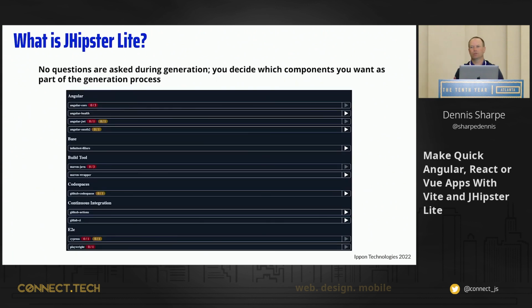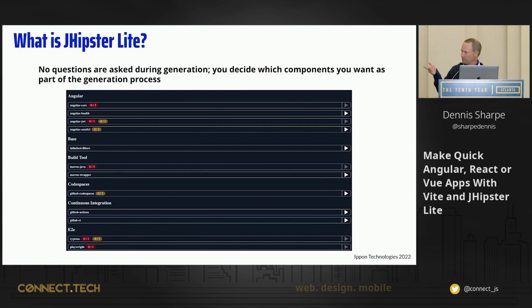One of the things with JHipster is it'll ask you questions. You run it from the command line, JHipster. It'll say, all right, what kind of app do you want? What kind of database? What kind of security? JHipster Lite is more like, no, you just go to the UI and you select. So there's no question asking. There are some parameters you've got to fill in, but there's no asking questions.